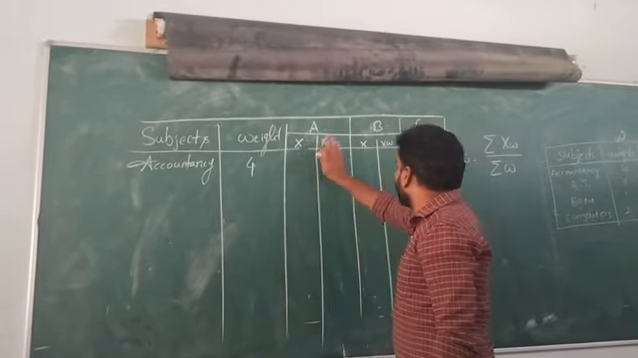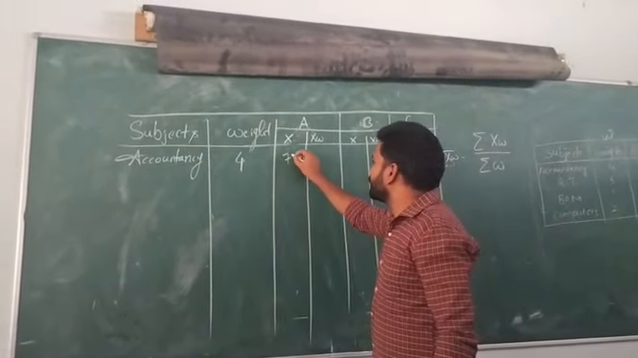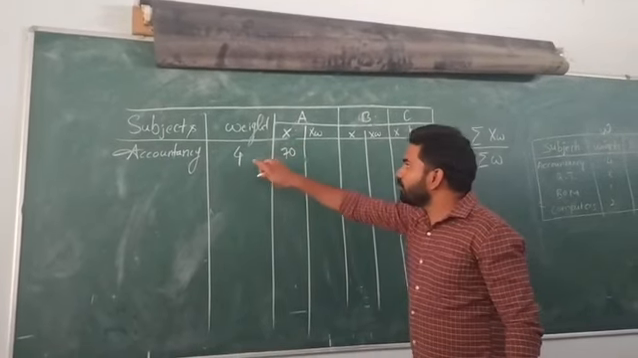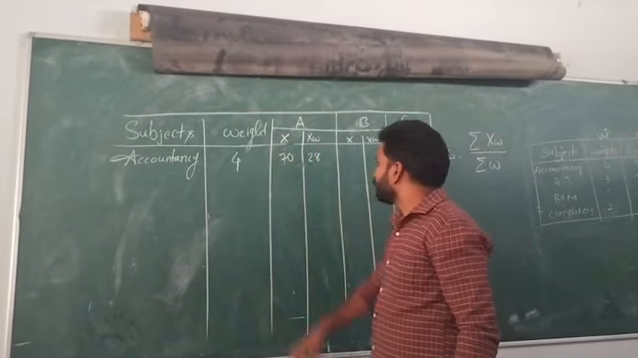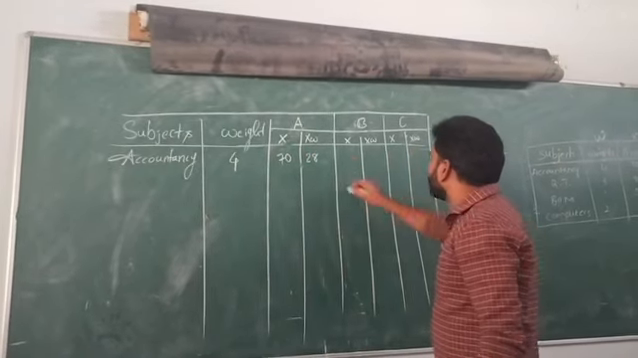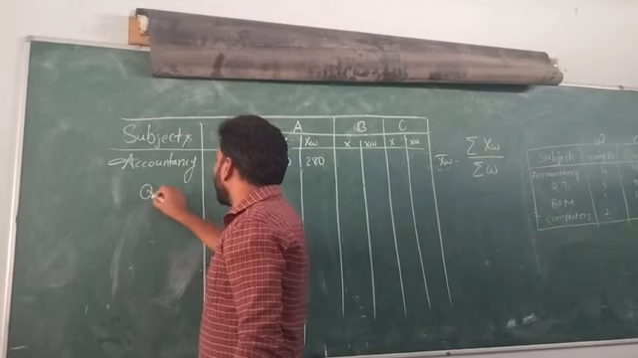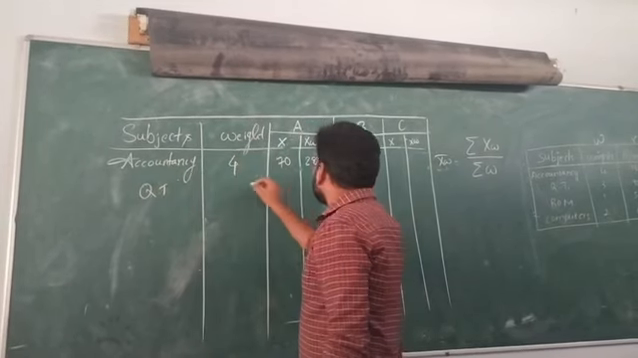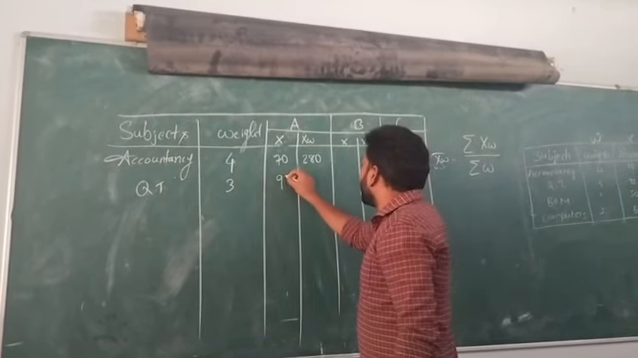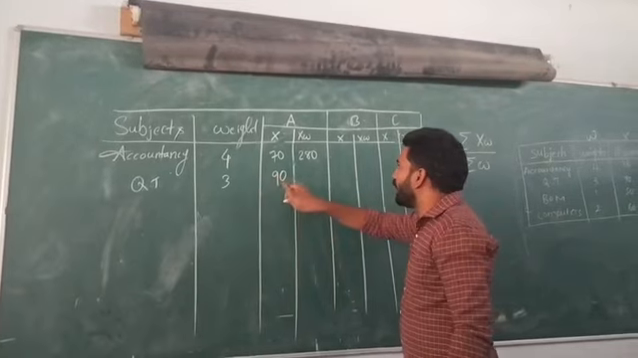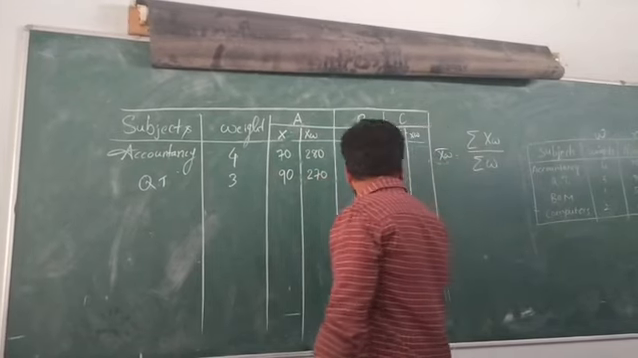Okay, so student A marks is 70. 70 into 4 equals 280. Next, the second subject, quantitative technique. Weightage is 3. Student A marks is 90. So 3 into 90, 270.